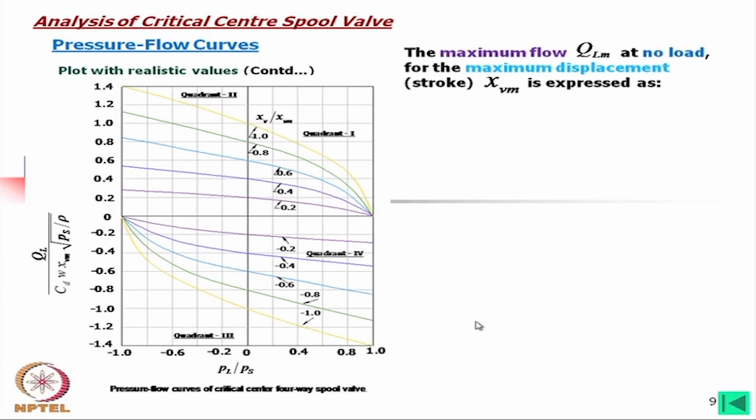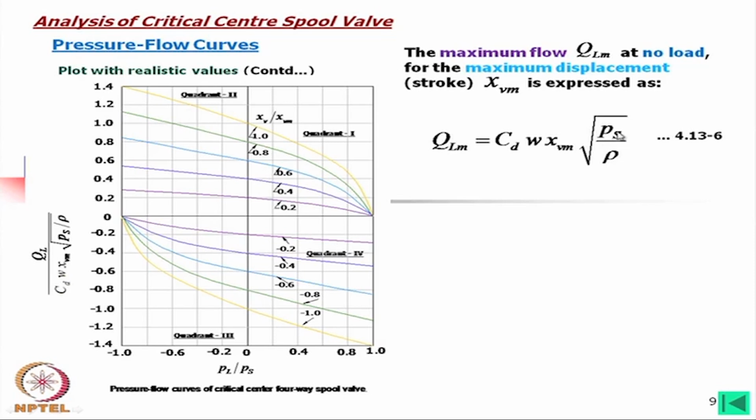Now, the maximum flow QLM at no load, for the maximum displacement, that is the maximum stroke XVM, is expressed as QLM is equal to CD, the W, the area gradient, and multiplied by XVM times the square root of PS by rho.